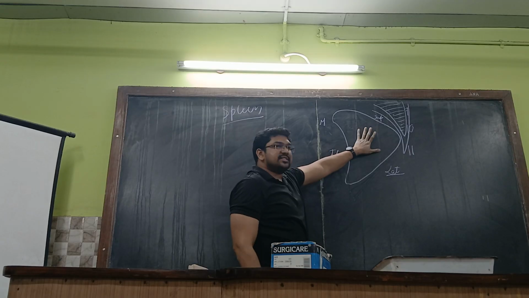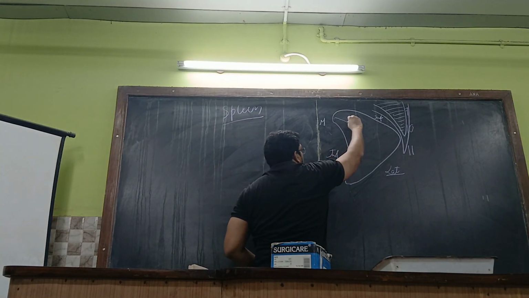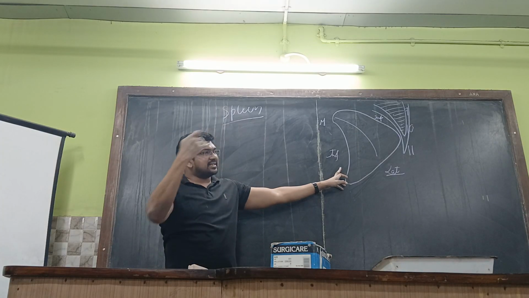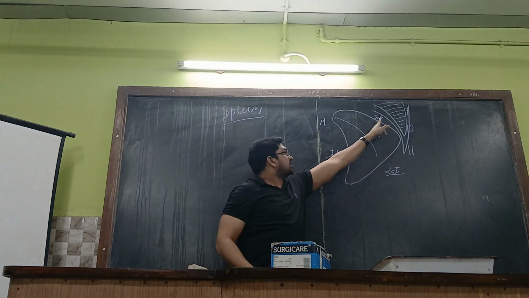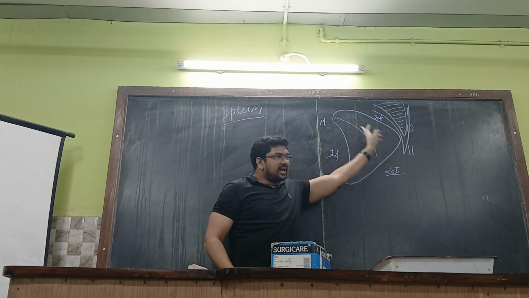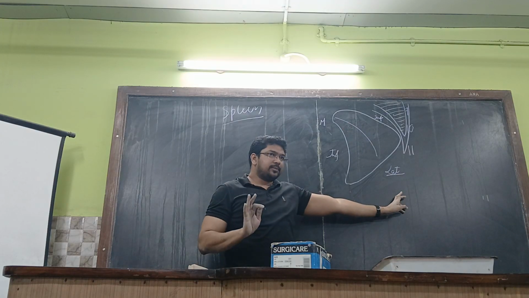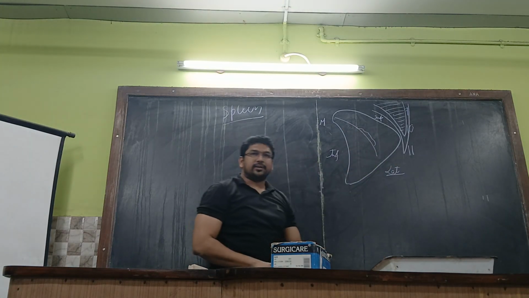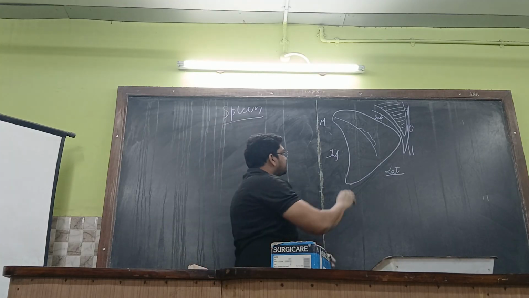Towards the visceral surface, there is one more border over here, a border in between the two borders. That is nothing but the intermediate border. Got it or not? At this intermediate border lies the hilum of the spleen. Getting it or not? Right?